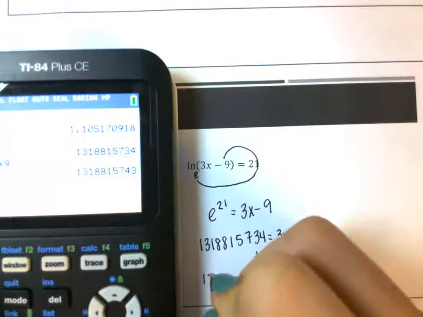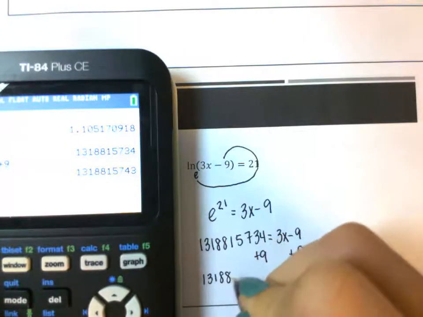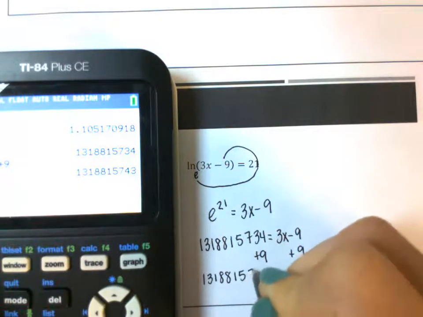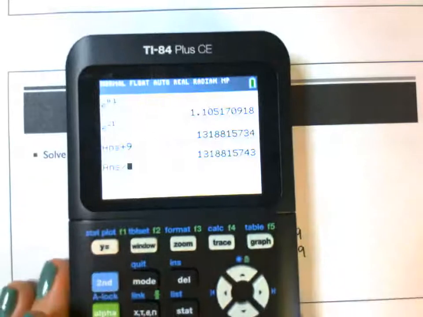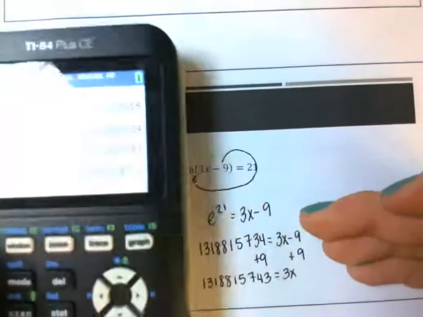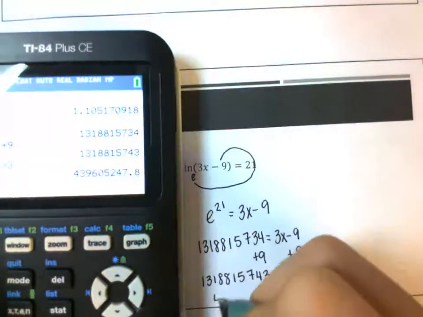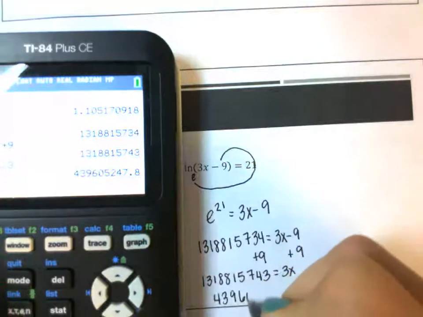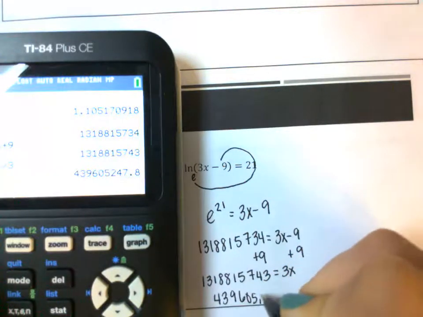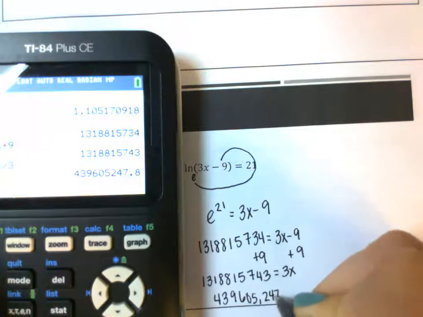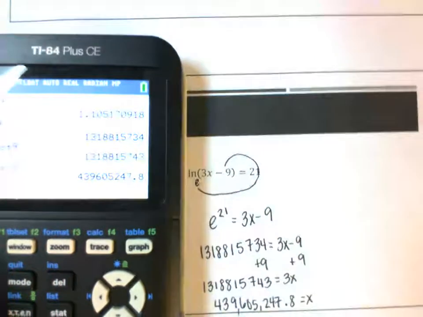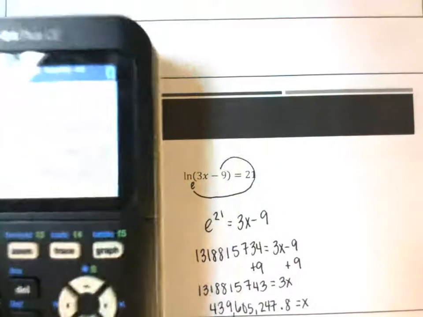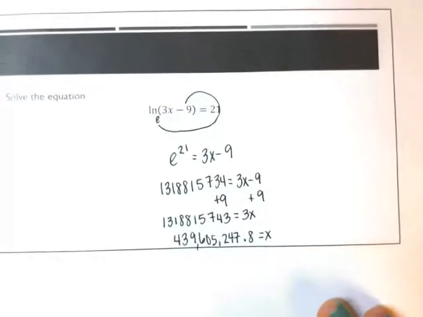And you may think I'm being a little extra right now, but that's okay. I'm confident in what I'm doing. All right, and then my last step is to divide by 3. And that should bring it down a bit. There we go. So I get 439,605,247.8 equals x.